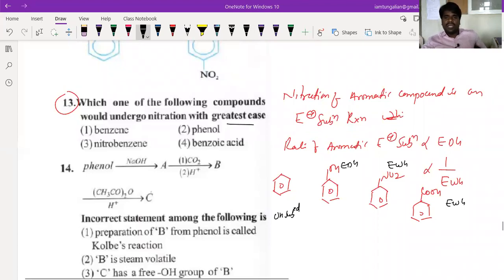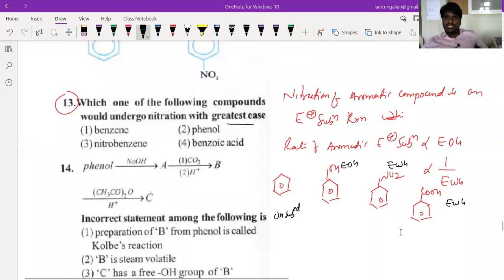Which will undergo electrophilic substitution? Here I open the chart box. The benzene ring which has an electron donating group will undergo it most readily. An electron withdrawing group will reduce it; the rate of electrophilic substitution on the benzene ring is directly proportional to the electron donating groups. So very good. The answer is phenol.